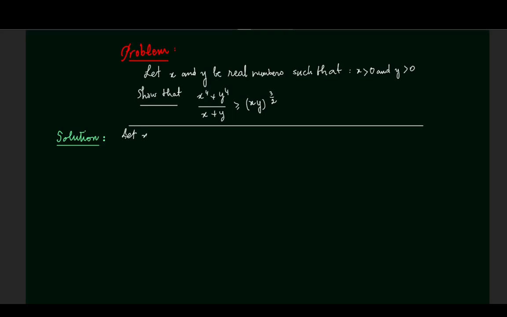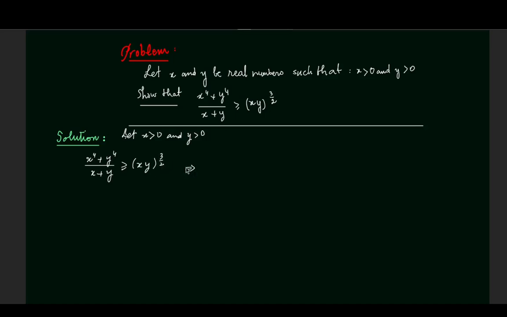Let x be positive and y be positive, real numbers of course. We're going to proceed with equivalences. So we'll show that this inequality is equivalent to another inequality that is true. Since they're both equivalent, the first inequality will be true. So we start with (x to the fourth plus y to the fourth) over (x plus y) is greater than or equal to xy to the 3/2.